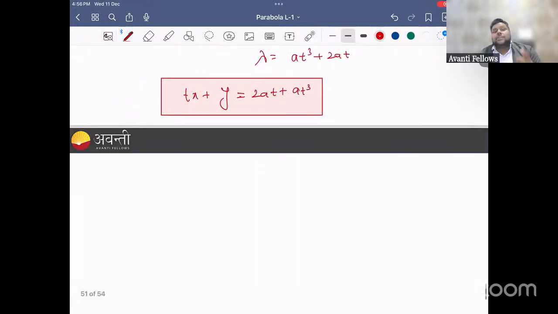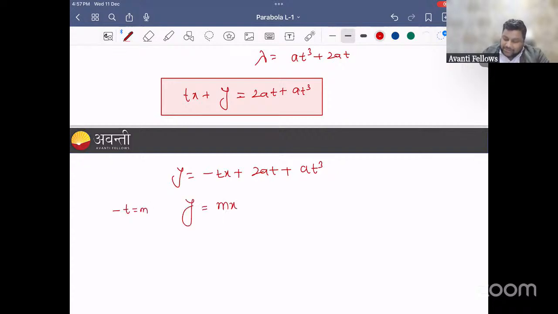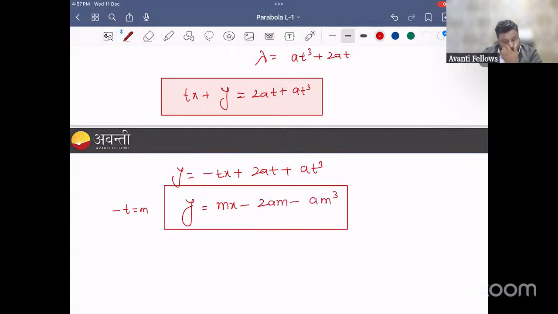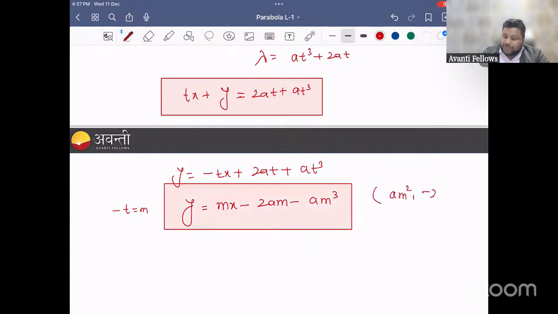Now equation of normal in slope form. See, this normal can be written as y equals minus Tx plus 2at plus at cube. Slope form means y equals mx plus c form. Now replace minus t as m. So y equals mx minus 2am minus am cube. This is the equation of normal in slope form, and its point of contact will be (am square, minus 2am).